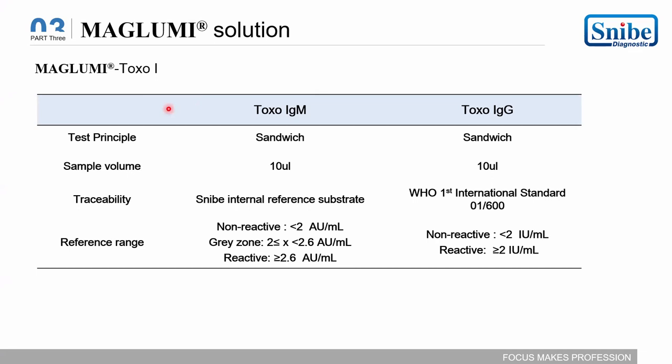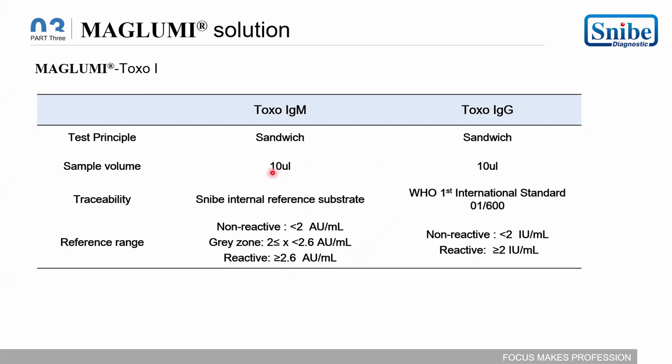So if we talk about the Toxo IgM and IgG, we are using a sandwich principle for the detection of antibodies for toxo. The sample aspiration volume is just 10 microliters. We have traceability for IgM to an internal reference material from SNIBE, while for toxo IgG we have a WHO international standard material, 01/600. The reference ranges: non-reactive is less than 2 AU per ml, the gray zone is between 2 and 2.6, and reactive is greater than 2.6.